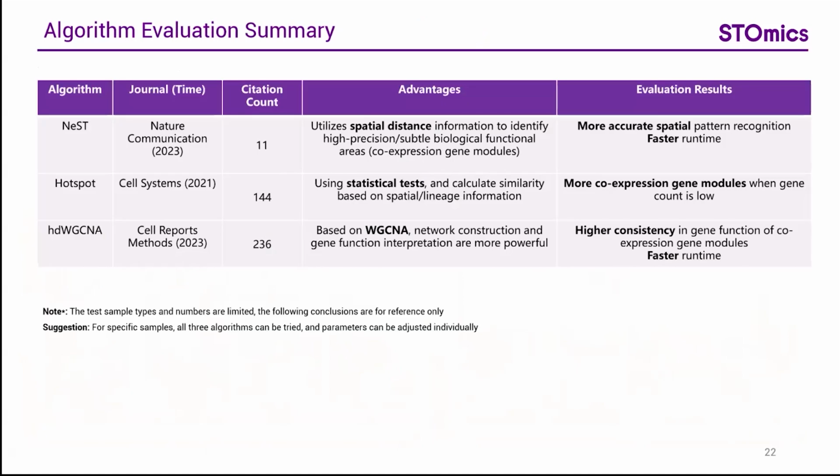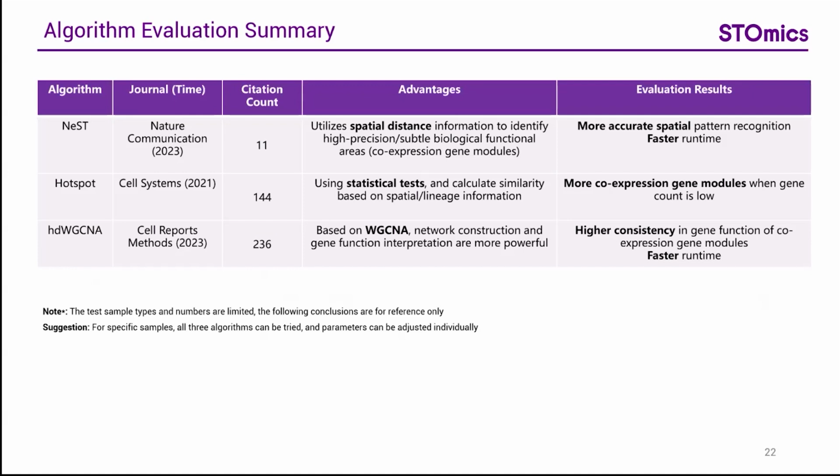The evaluation results of these three algorithms are somewhat correlated with their algorithm principles. For example, the NEST algorithm can better utilize spatial distance information to identify high precision and subtle biological functional regions. In the results, it demonstrates more accurate spatial pattern recognition capabilities, particularly in gene spatial enrichment, and runs faster.